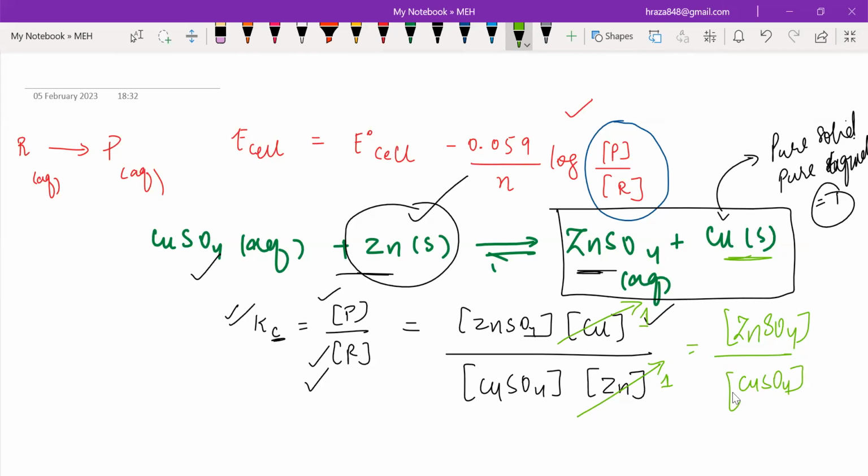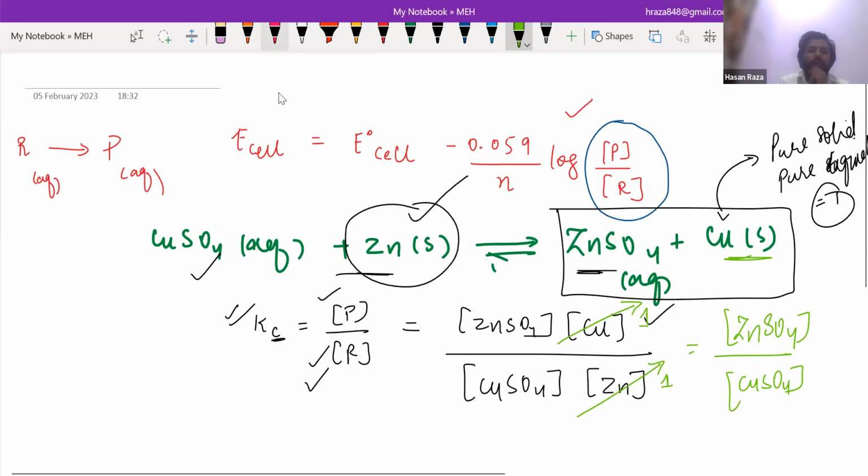Kc is product upon reactant. Now, the product should be either in gaseous state or in aqueous state only. Then you are going to write it in the expression. Otherwise, you are going to ignore it. Is that clear? So it's very easy. Product upon reactant. Now, how are you going to calculate the value of n?